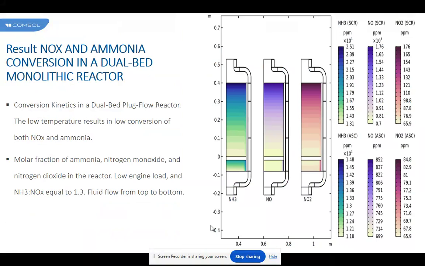A result of nitric oxide and ammonia conversion in a dual-bed monolith reactor, conversion kinetics in a dual-bed plug-flow reactor. The flow temperature results in low conversion of both nitric oxide and ammonia. Molar fraction of ammonia, nitrogen monoxide, and nitrogen dioxide in the reactor. Low engine load and NH3/NOx equals 1.3, fluid flows from top to bottom.